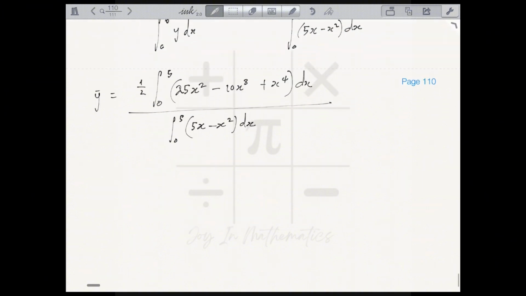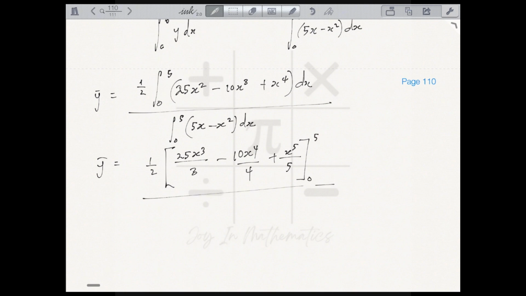Now for y bar, we are going to integrate 25x squared minus 10x raised to the power 3 plus x raised to the power 4, and integrating that, we would have 25x raised to the power 3 over 3 minus 10x raised to the power 4 over 4 plus x raised to the power 5 over 5, from lower limit of 0 to upper limit of 5, divided by the denominator. When we integrate that, we'll have 5x squared over 2 minus x raised to the power 3 over 3, limits of 0 to 5.